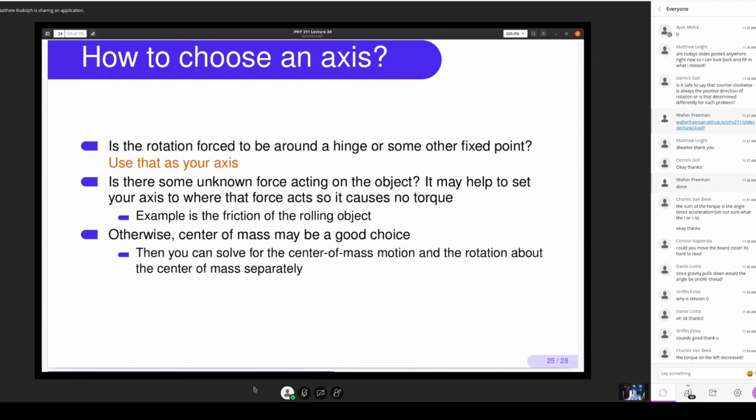If you were forced to be around some hinge or other fixed point, meaning fixed, like it doesn't move at all, literally pinned there, that's probably what you're going to want to use as your axis. And the reason is actually the same. You don't want to think about the forces exerted by the thing pinning it down, right? If there's some unknown force acting on the object, it helps to set the axis where that acts, so it causes no torque. That's what happened with the friction of this rolling object. Otherwise, the center of mass may be a good choice. Okay.